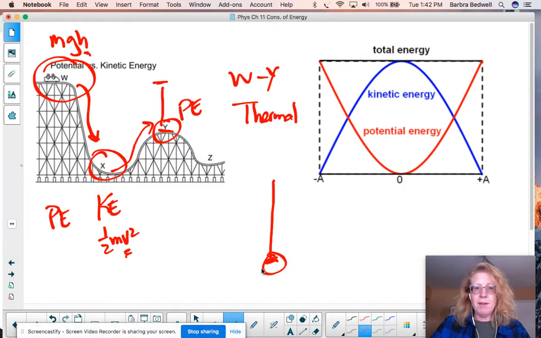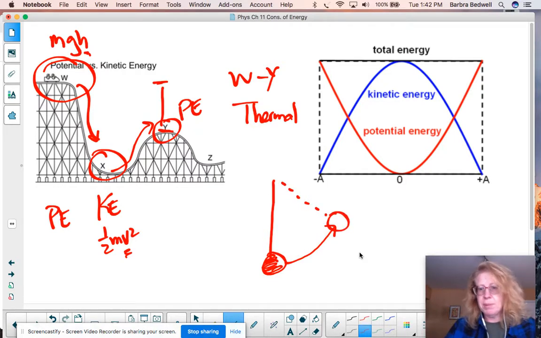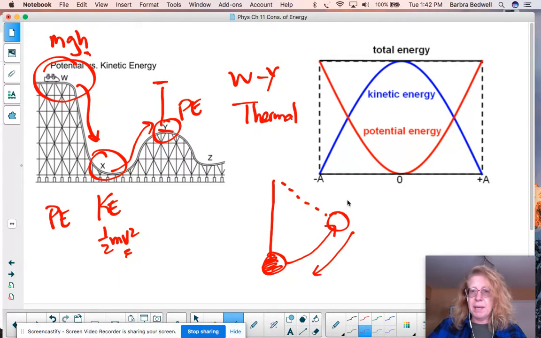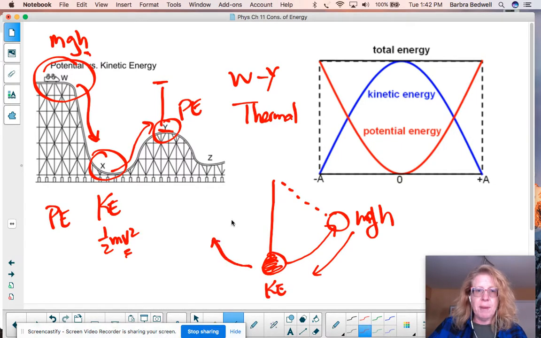If you have something hanging at the bottom and you deflect it over to the side, so its new position is over on that side, it's going to swing back in that direction. When it's up here at its highest point in the swing, that's your maximum potential energy, mgh. And when it goes this direction, that's its maximum kinetic energy, 1/2 mv squared. And then it's going to coast back up this direction.